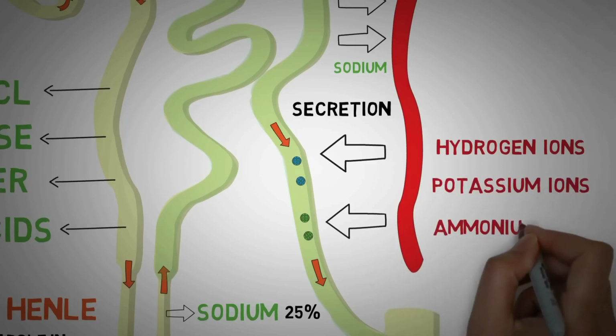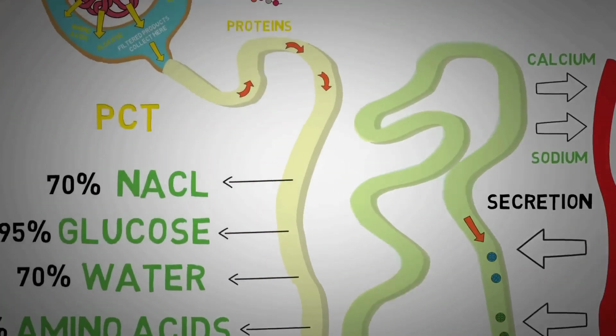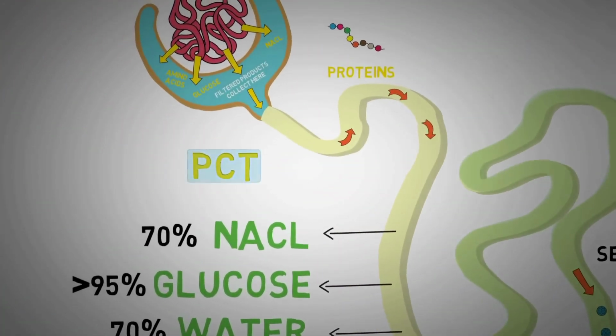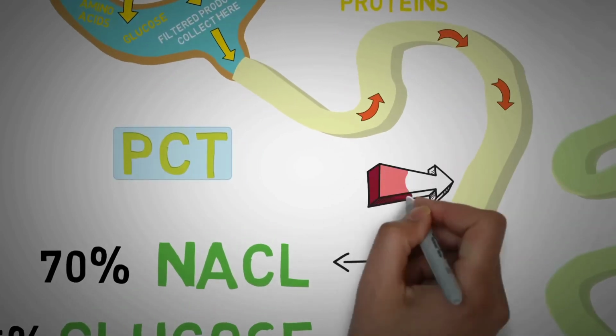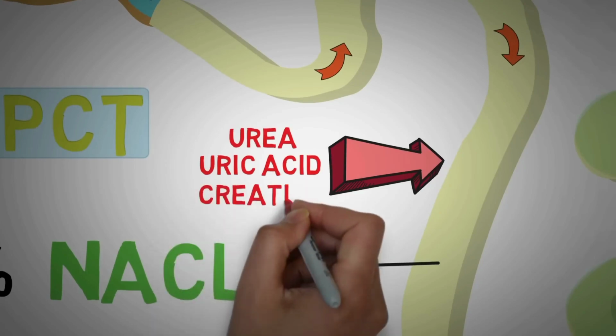The mechanism of secretion also takes place in the proximal convoluted tubule, but to a lesser extent. And some important stuff that gets secreted into the proximal convoluted tubule include substances like urea, uric acid, creatine, ammonium ions, and some other drugs.